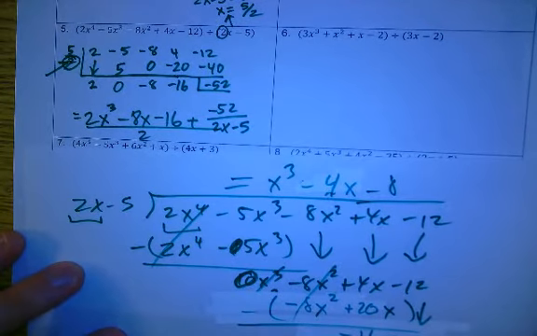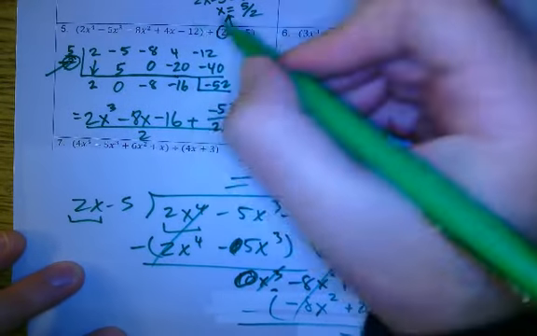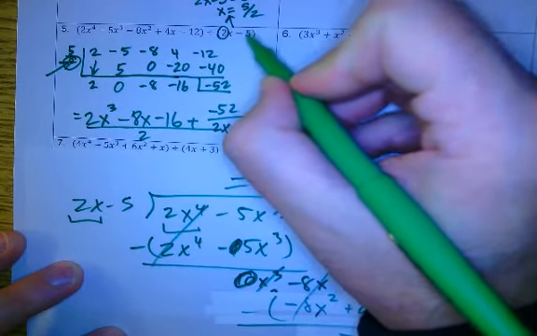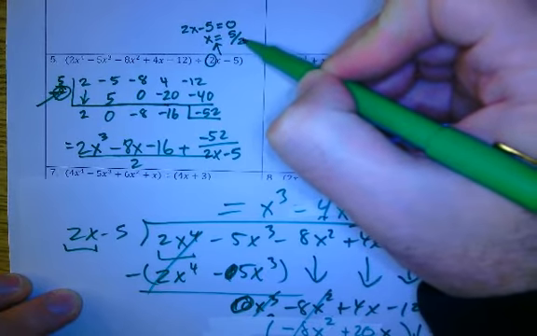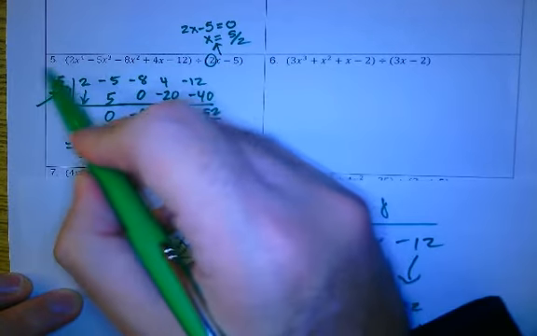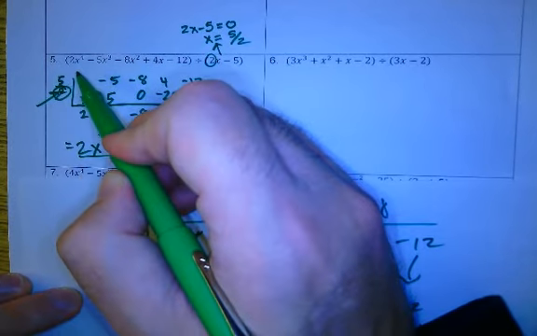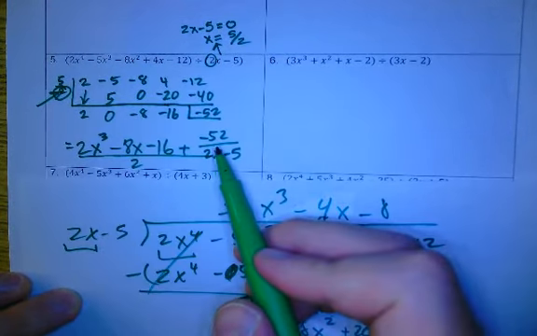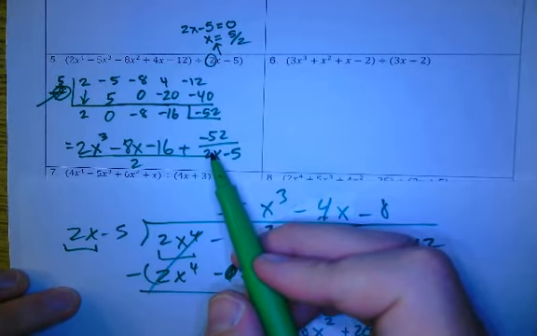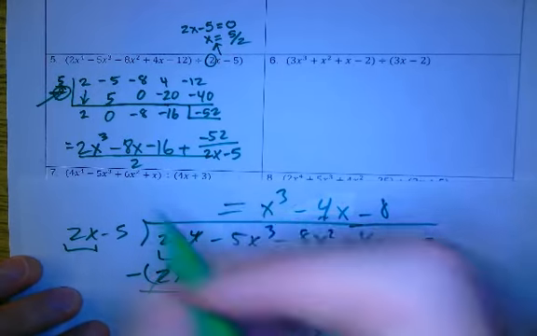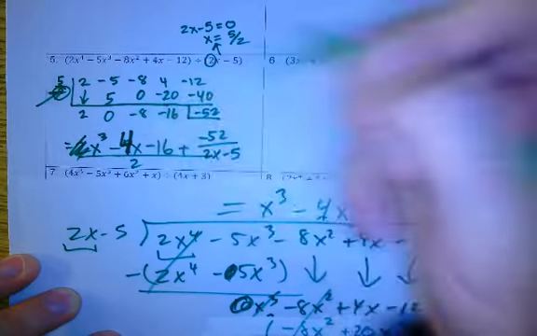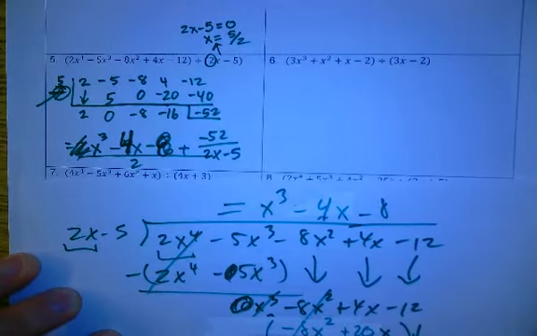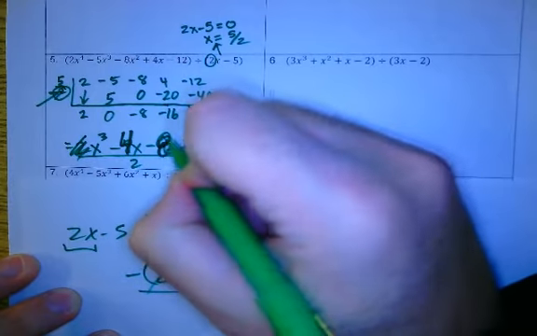And the reason is because in order to get 2x minus 5 from 5 halves, right here, you're going to have to multiply by 2, which means you're going to have to double this. And if you double one thing in a factor, you got to halve the other thing in a factor, so that the answer is still the same. Okay? So our real answer is x cubed minus 4x squared minus 8, and then the remainder doesn't change. And the reason is because we had to divide that by 2.